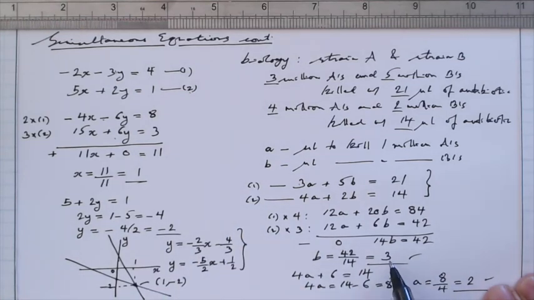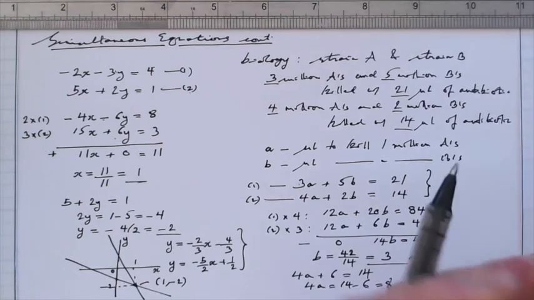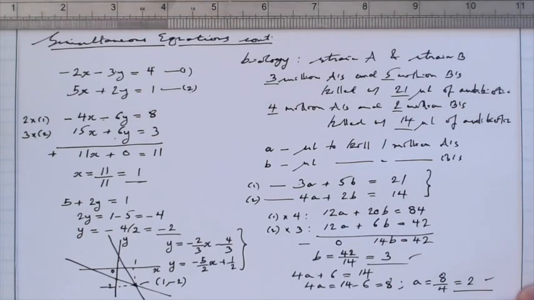When we know the value of one of the variables, we can go back and just plug it into either equation and solve for the other variable. So that's a summary of the method of solving simultaneous equations.